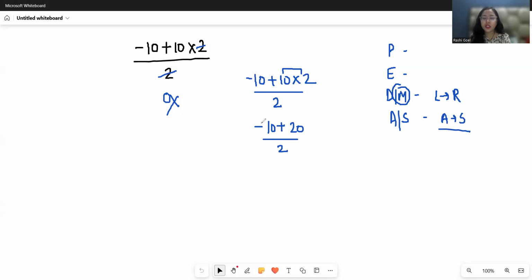Now in the numerator it's minus and plus. Minus 10 plus 20 is plus 10, by 2. And 10 by 2 is 5. So what is the correct answer? 5, not 0. I hope it's clear and you learned something new.